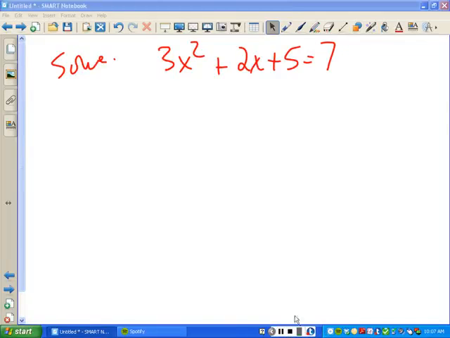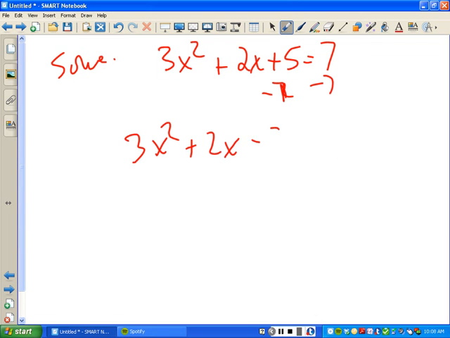At this point, we'll go ahead and work through this. So when you have a problem like this, no matter what, whether you factor it or don't factor it, you always have to set this equal to 0. So subtract 7, and you'll get 3x squared plus 2x minus 2 is equal to 0.